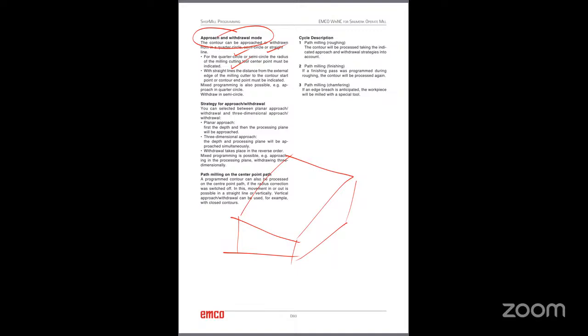If it is a straight entry, the machine needs the distance of the tool's outer portion from the contour. Mixed programming is also possible. Mixed programming means the entry will be a quarter circle and the exit a half circle, or the entry will be straight and the exit a quarter circle. This is also allowed by the machine.